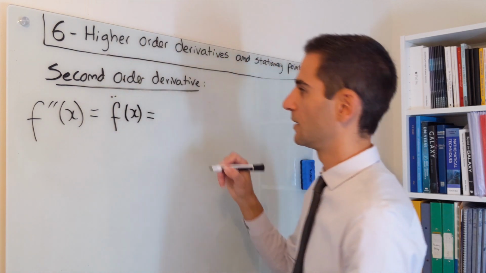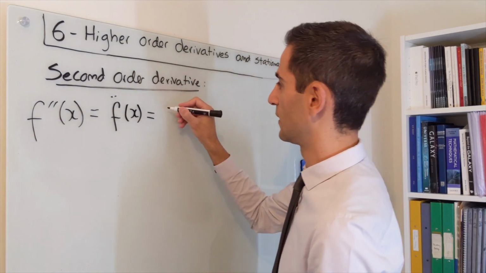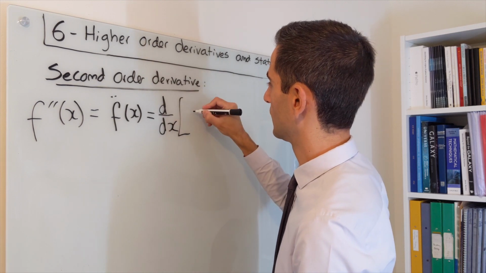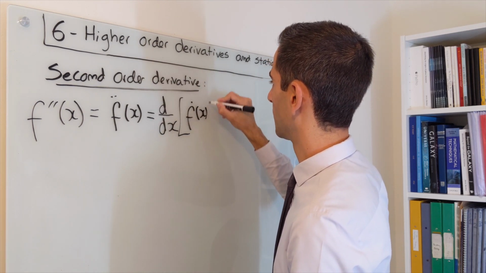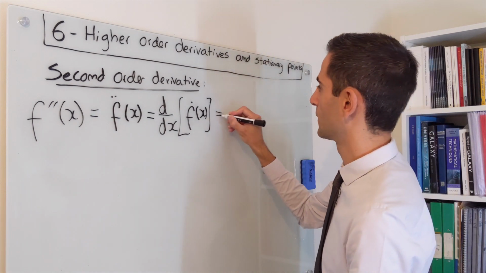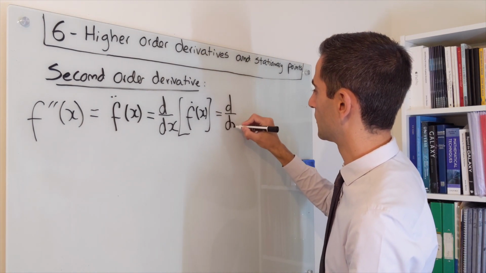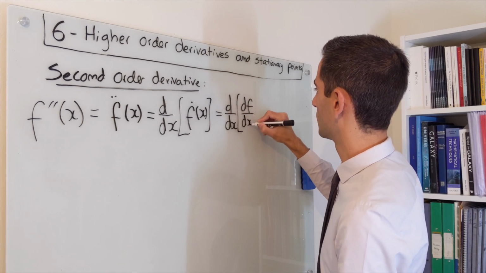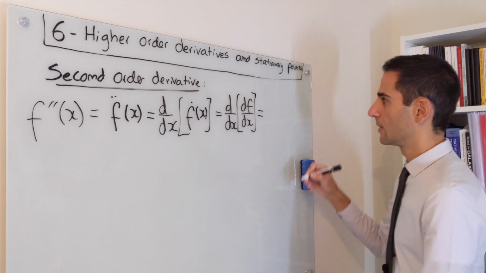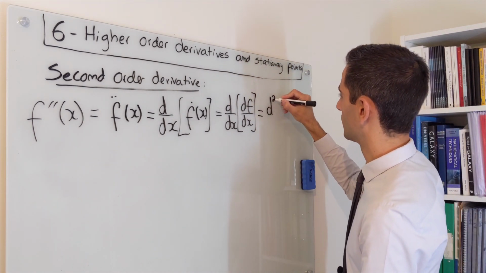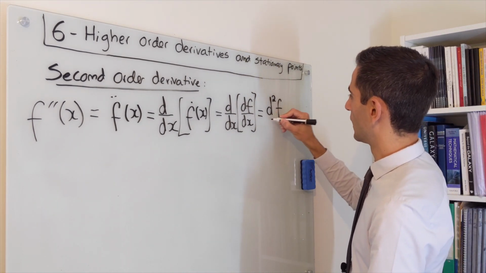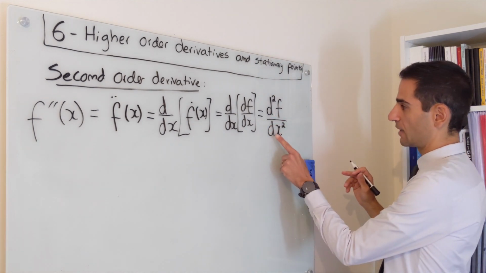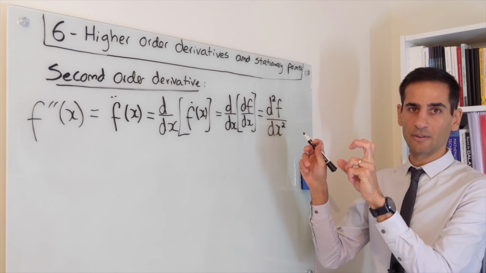And the way we define it as the derivative of the first derivative, you can write this, for example, in this form. You could write it in this form, which means taking the derivative of f. Or we can also write it with d²f divided by dx to the power of 2.